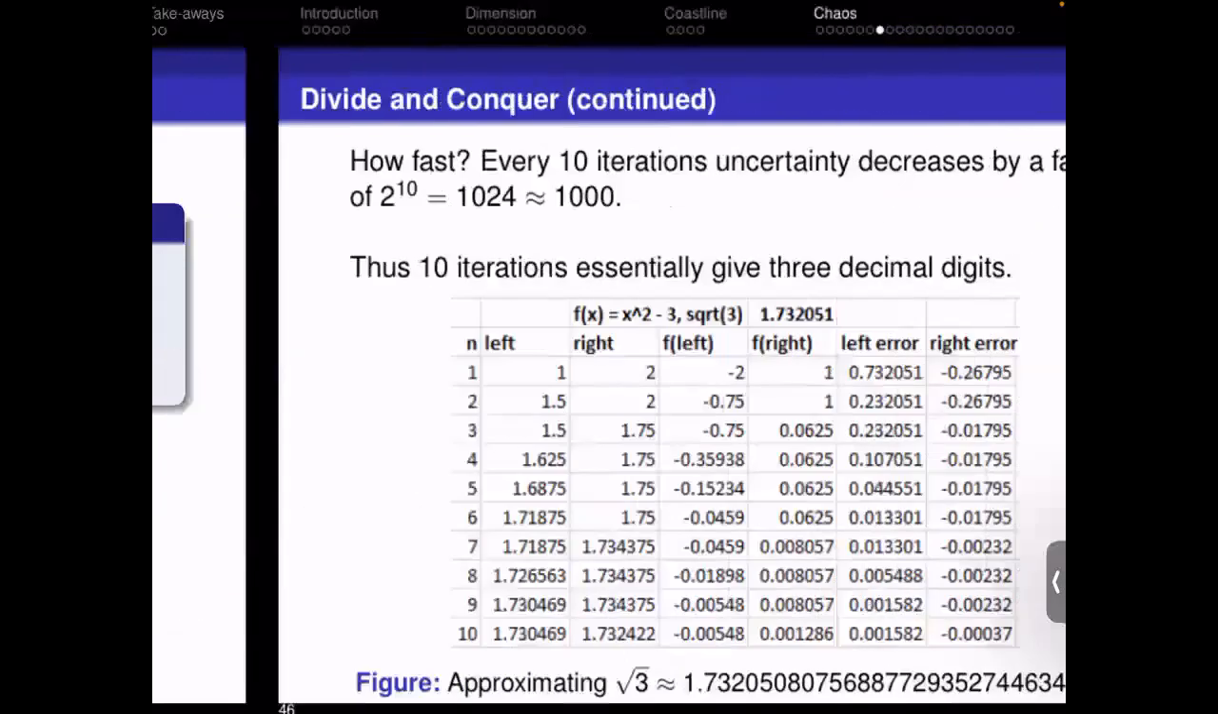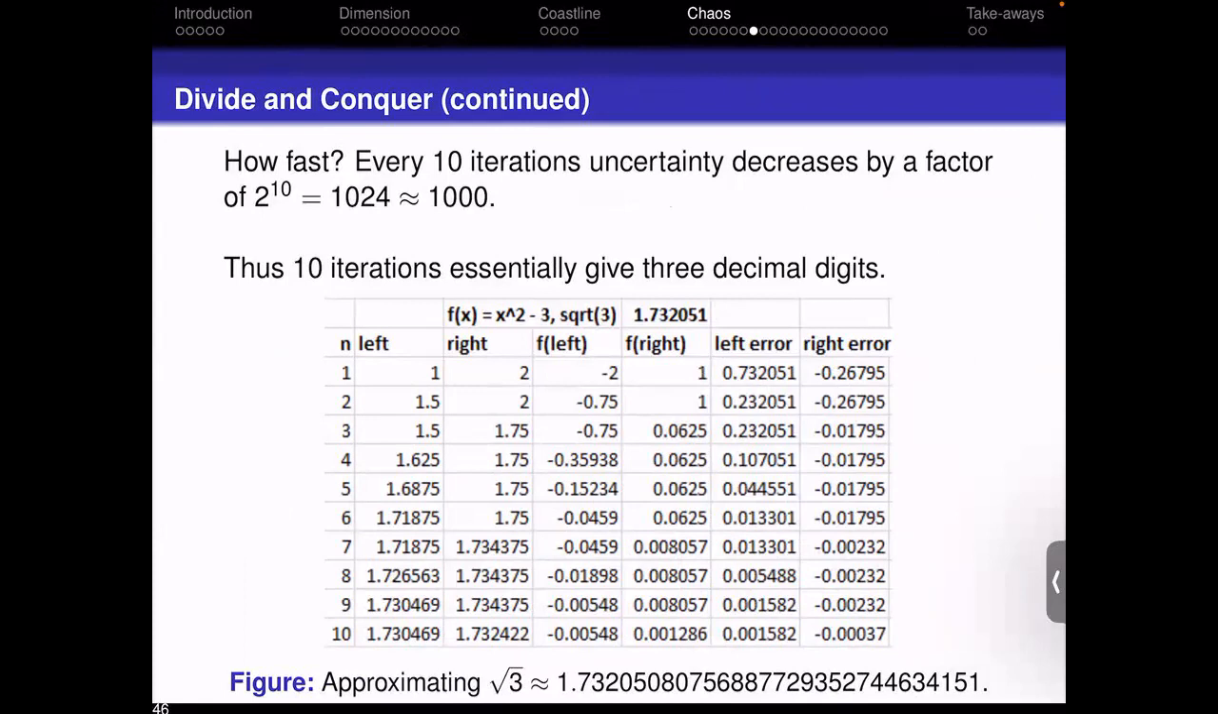So let's look at the function x squared minus 3. It has 2 roots, square root of 3 and negative square root of 3. The square root of 3 is about 1.73205080756, approximately. So let's see how well divide and conquer does at finding it.